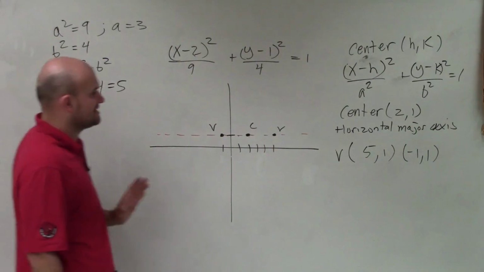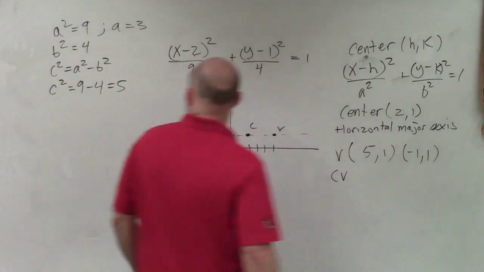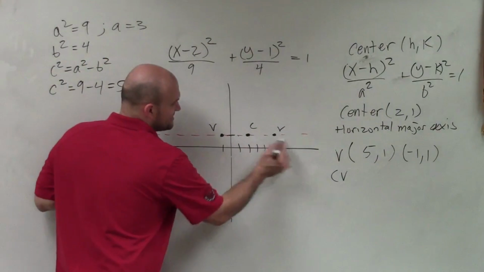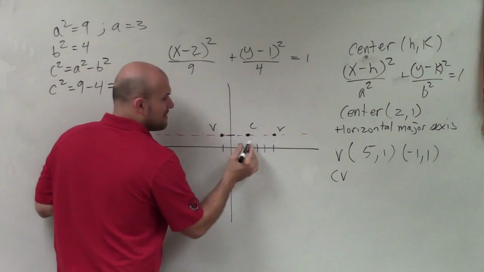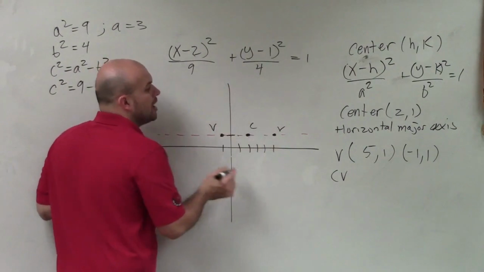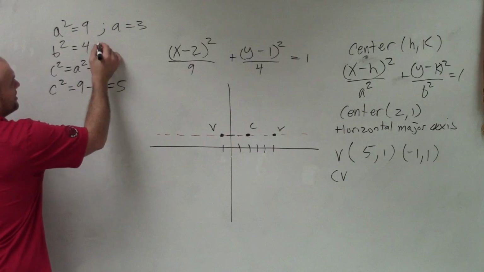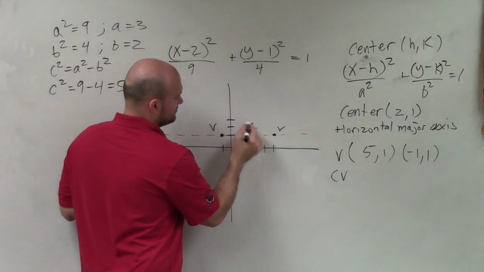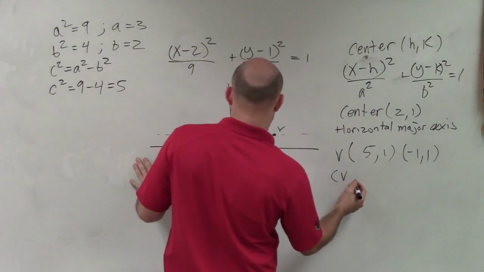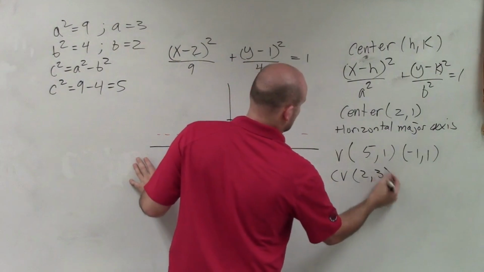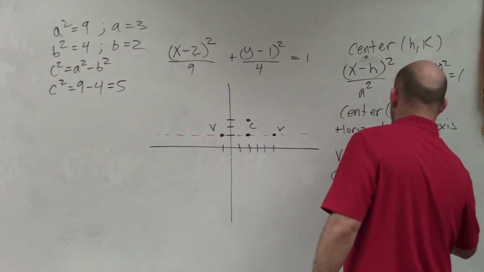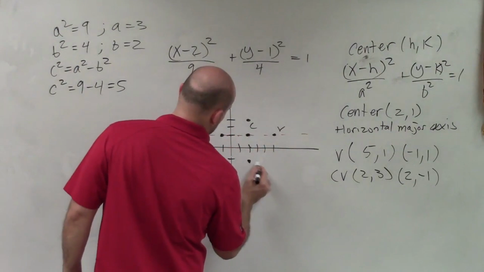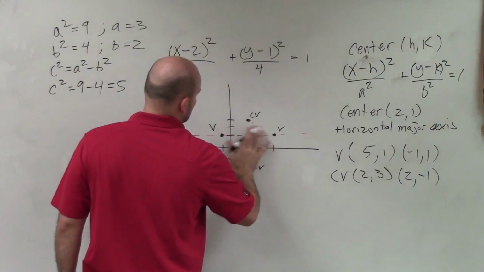The next thing we need to do is identify my co-vertices. So the co-vertices are going to be a distance of b from the center. But remember, if this is the major axis, then my minor axis is going to be perpendicular. So now I'm going to be going up and down for my co-vertices. So if b squared equals 4, I can say b equals 2. So take the square root of both sides. So I'm just going to go up 2. So I can say a co-vertex is at (2, 3), as well as (2, -1). That's my co-vertices.